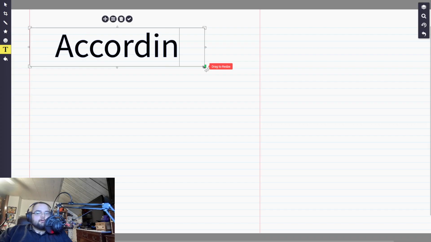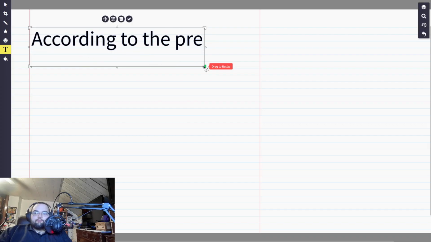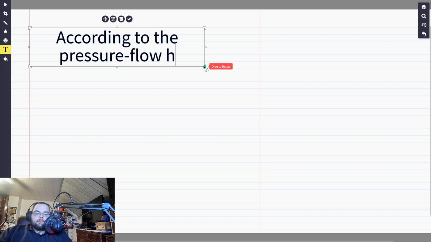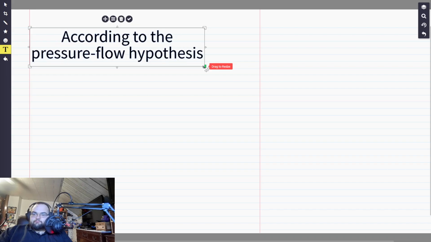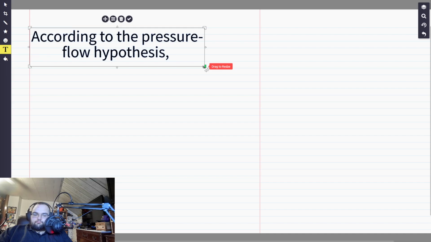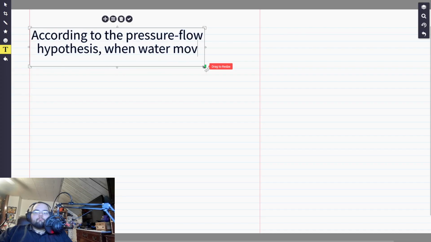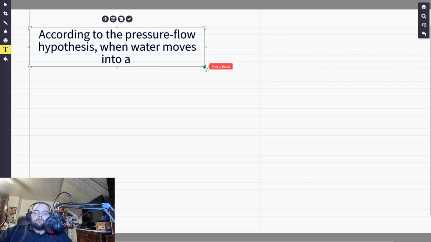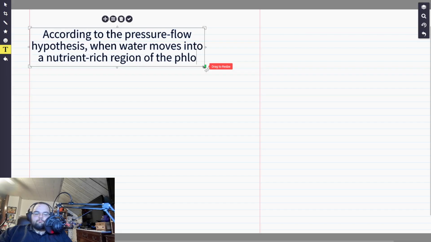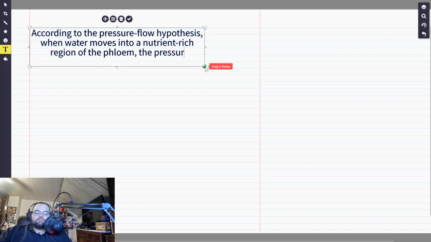According to the pressure flow hypothesis, when water moves into a nutrient rich region of the phloem, the pressure increases. That's a lot.